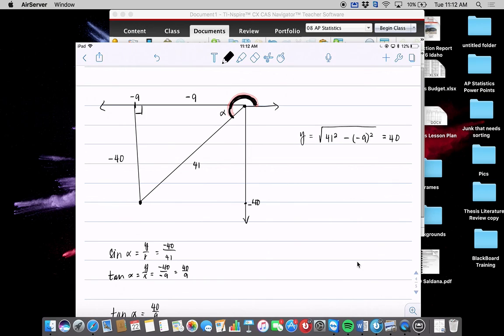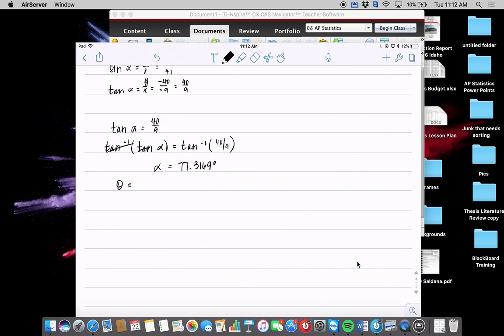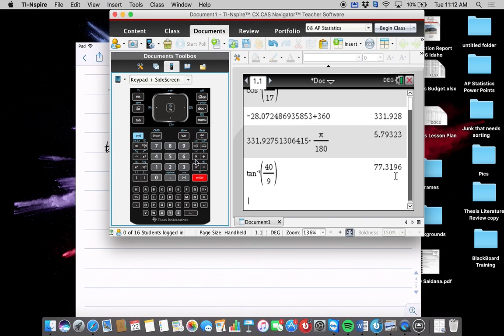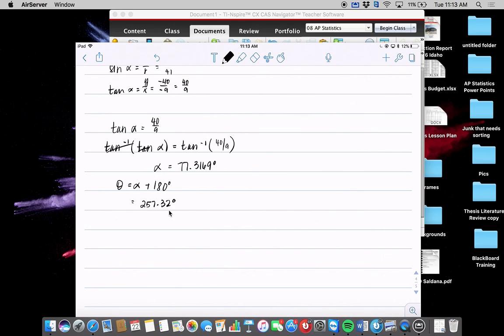Now we know that the angle measure of a straight line is going to be 180 degrees, right? Or pi radians. So in order to get the value of theta, we're going to take alpha, the angle that we found, and we're going to add 180 degrees. Okay, so on our calculator, we can just take the previous answer and add 180 degrees, which gives us a total of 257.32 degrees.